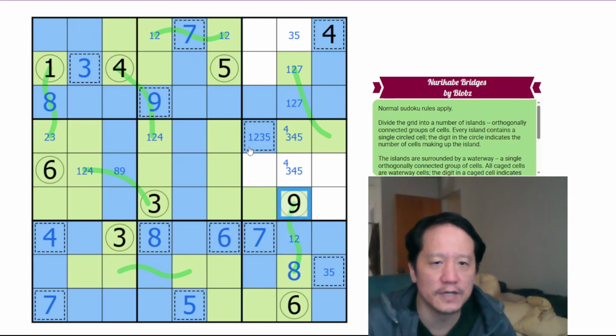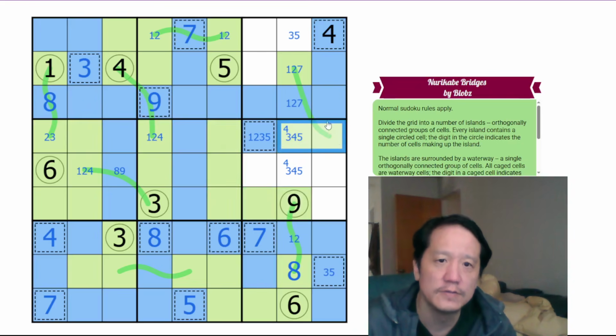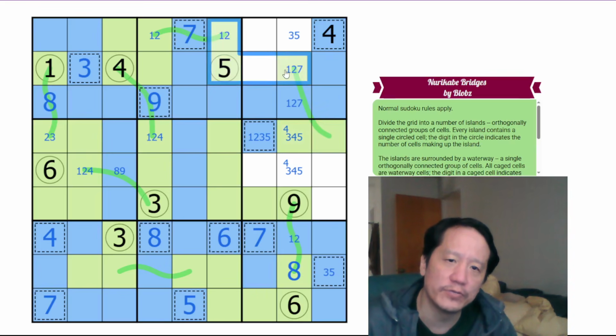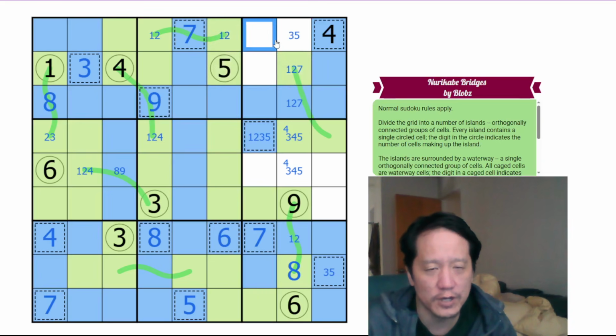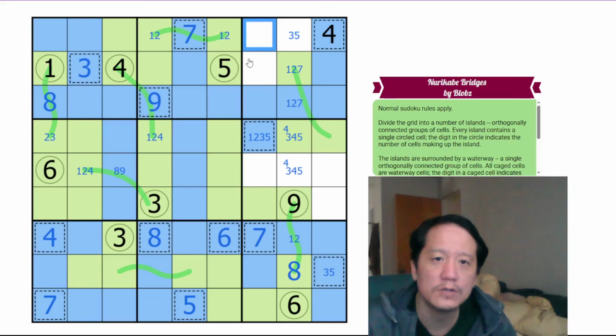This is size 9. We have 1, 2, 3, 4, 5. This is part of that island. 6, 7. This cannot be green, green, green, green here, because then this blue would not orthogonally connect. So this has to be green here. So it orthogonally connects either to here or to here.